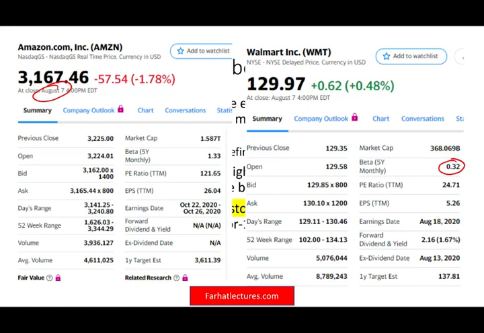Now, how do we compute this beta? Notice here, they took 5 years of data and compared Amazon to some index. I don't know what the index is.